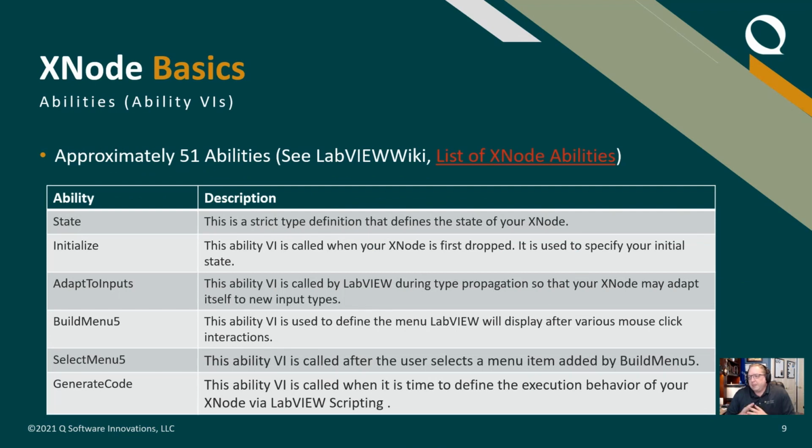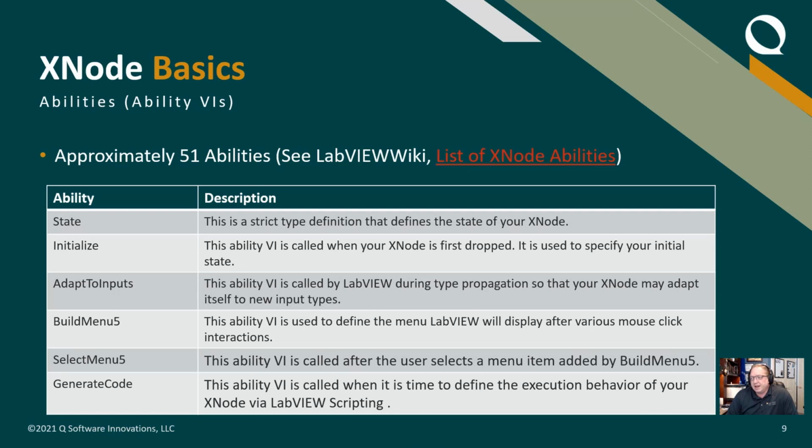But before I show the actual editing and what I did, the ability VIs, there's like 51 different abilities. Now, you don't need to know them all. If you want to go to the LabVIEW wiki, you can get a list of all of the abilities and what they do. I put a few of the important ones here.